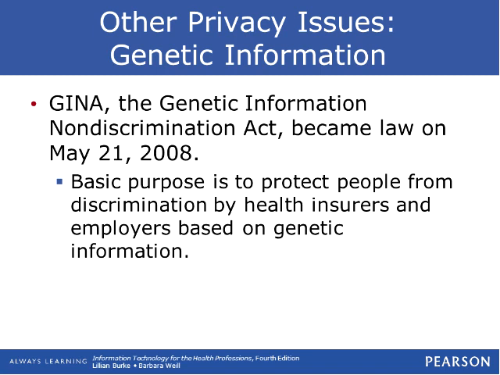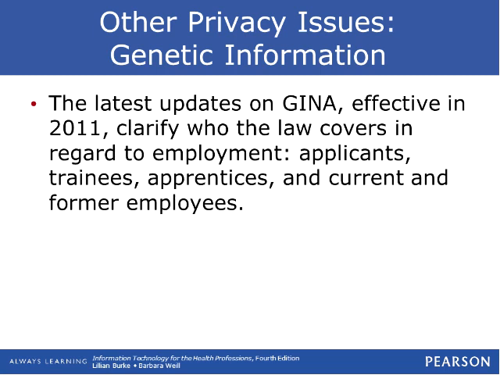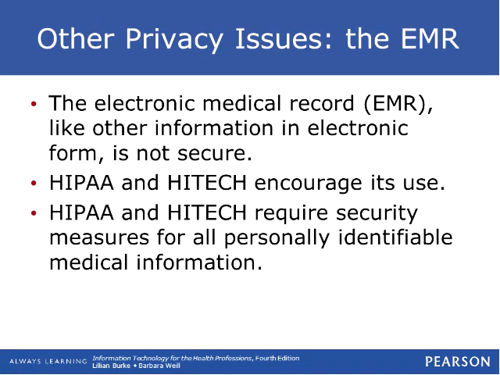GINA, the Genetic Information Non-Discrimination Act, became law in 2008. It was basically proposed to protect people from discrimination by health insurers and employers based on genetic information. Well, it says that, but that has really been compromised again and again. The latest updates on GINA, effective in 2011, clarify who the law covers regarding employment: applicants, trainees, apprentices, and current and former employees. So we're starting to become clearer on that identification.